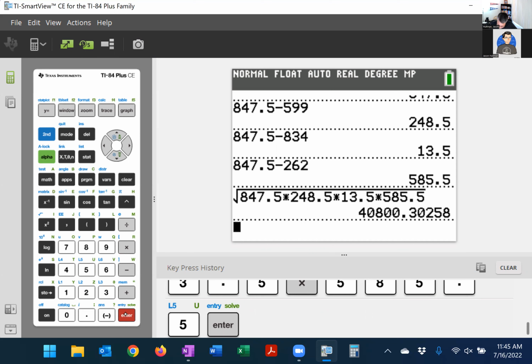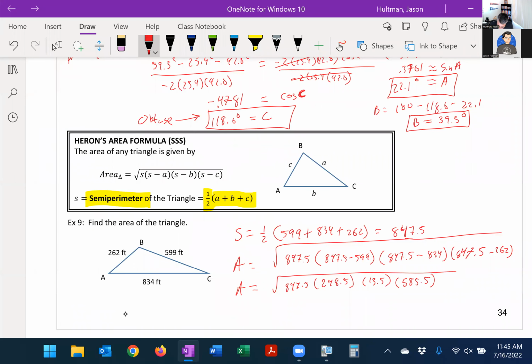Which makes sense because this is square feet, it's not just feet. So A is about 40,800 square feet. That's the area. Okay, and I will see you in the next video.